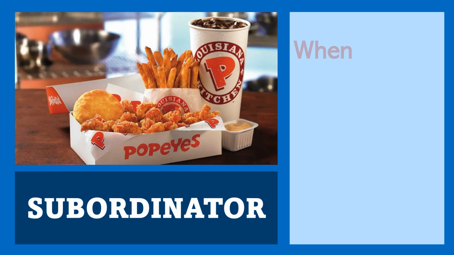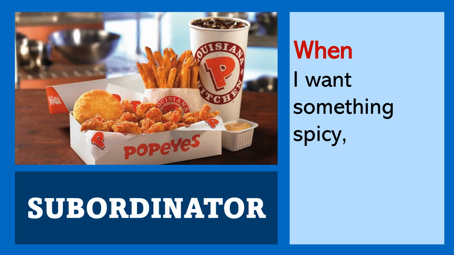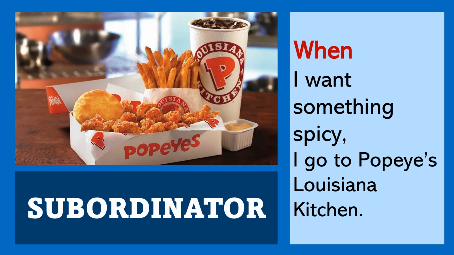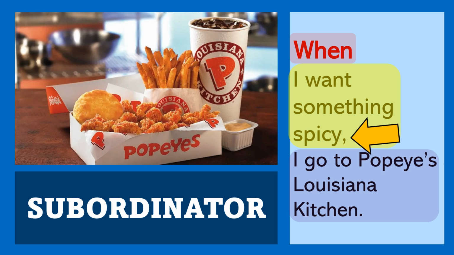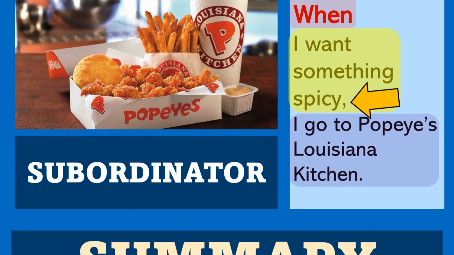Alternately, we might say, "When I want something spicy, I go to Popeye's Louisiana Kitchen." Again, we begin with the subordinating conjunction "when," we close out with a comma, and the reader knows everything in between is that subordinate clause. And this clause explains or supports the clause that follows: I go to Popeye's Louisiana Kitchen.